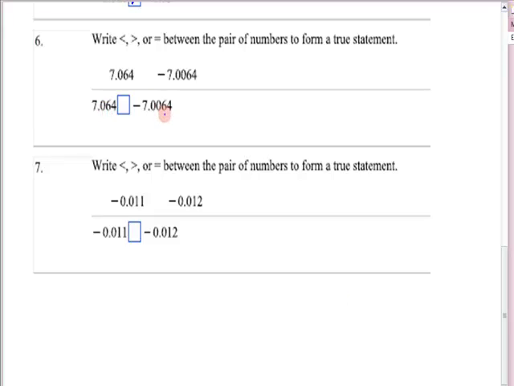I'm comparing a positive number to a negative number, and a positive number is always greater than a negative number. I don't need to think any more than that.